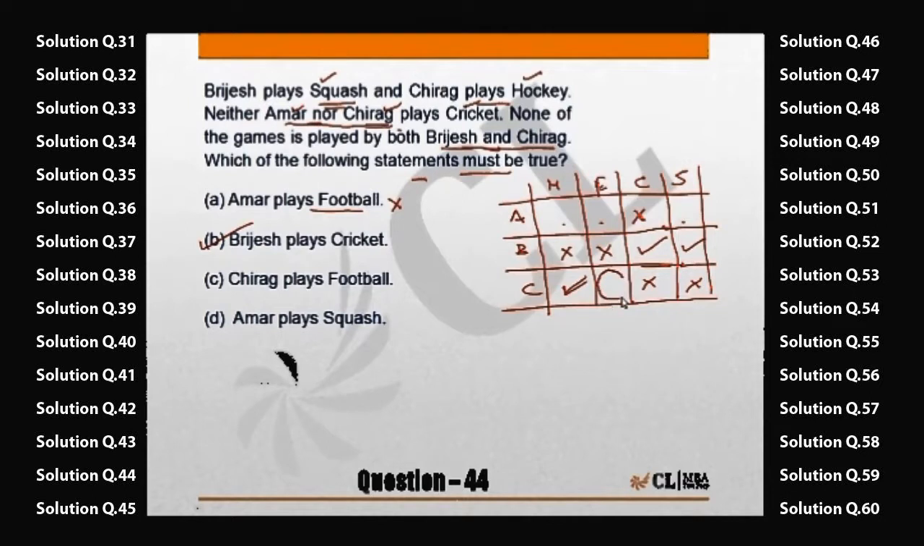We don't have any data to eliminate to say either way. So must be true, not possible. Amar plays squash. Again, we don't know for sure. Correct answer is choice B.